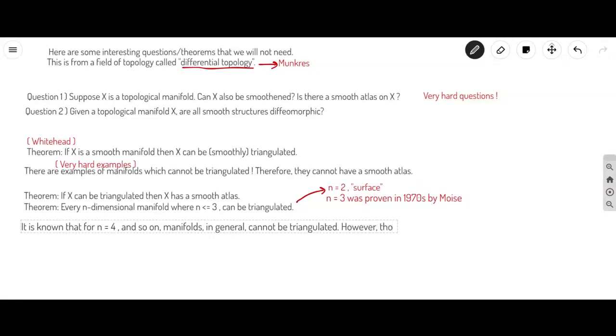However, those are pathological, and the explicit manifolds that we care about are all smooth. They can be triangulated, so they can be smooth. It's just that in the universe of topological spaces, you cannot just assume that it can be made smooth. But the kind of manifolds that we come across in practice and want to analyze happen to be smooth.